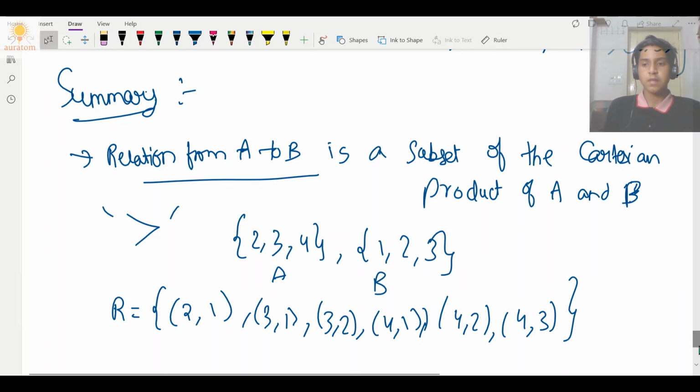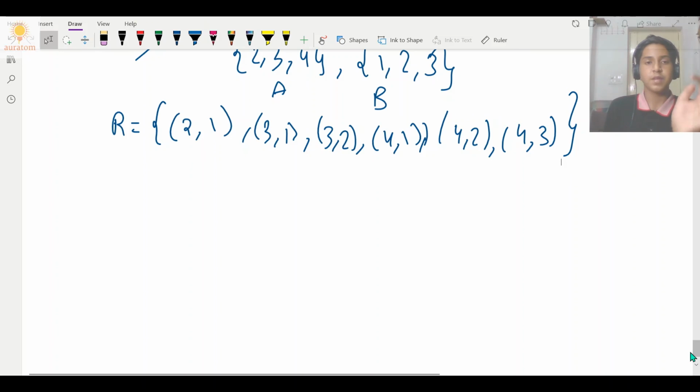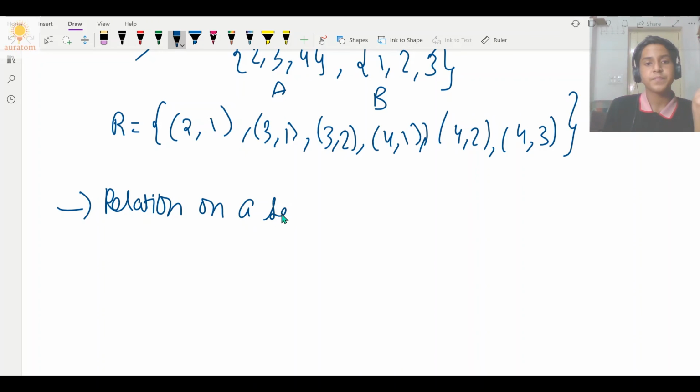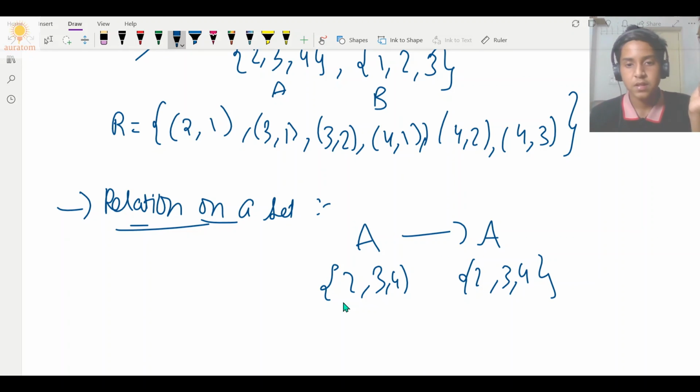So that was about a relation from A to another set B, and then we have discussed relation on a set, which is like defining a relation from A to itself. From A, let's suppose 2 3 4, to itself. It is clearly possible, right? Defining a relation from a set to itself. So that is all that we have learned today. Hope you enjoyed this video. Thank you very much.